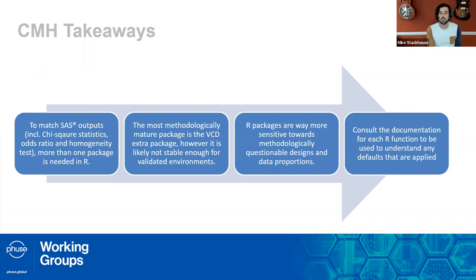And then the last piece here was just to consult the documentation for each R function and comparing back to CMH, you really need to understand what are the options being chosen here. So for example, I think it was with the mantelhaen.test function, correct is set to false by default. When you run PROC FREQ and use the options there, there is correction being done so that you need to flip that to true to get those results to match.